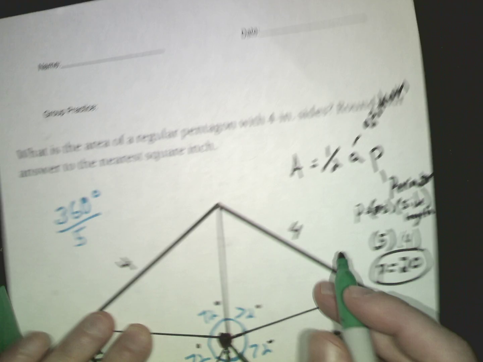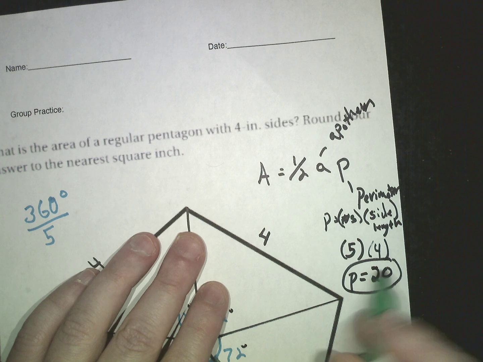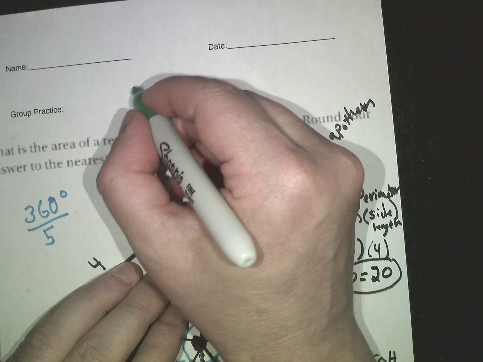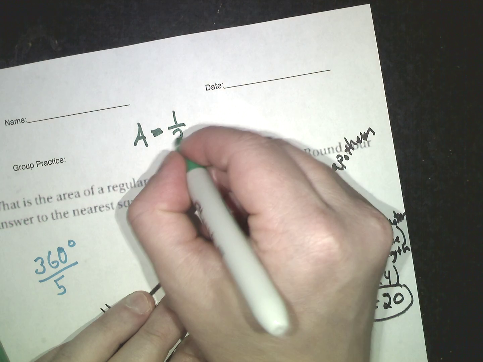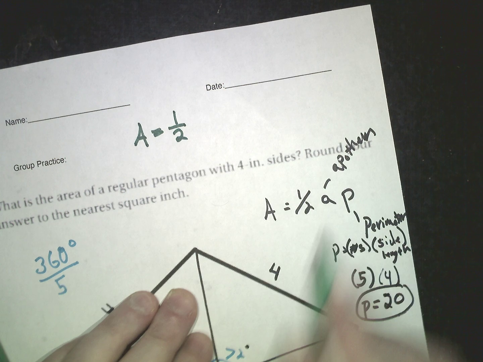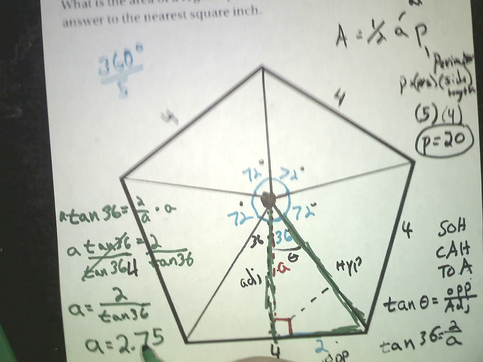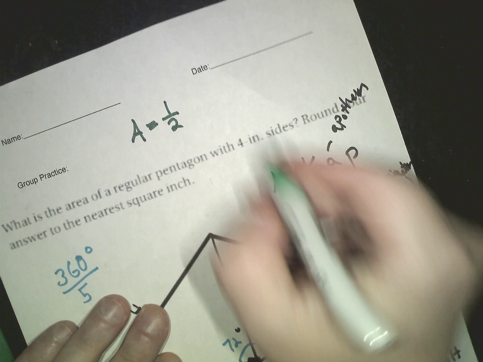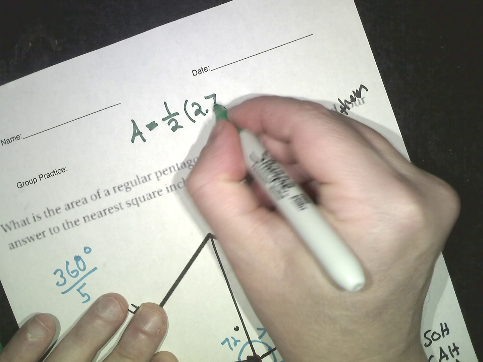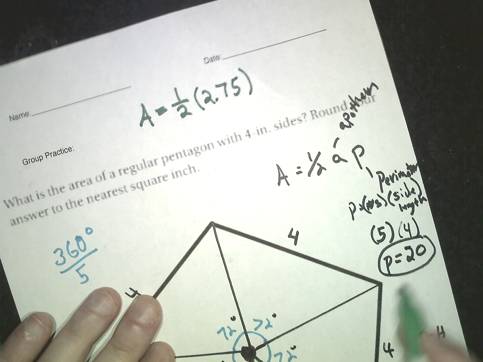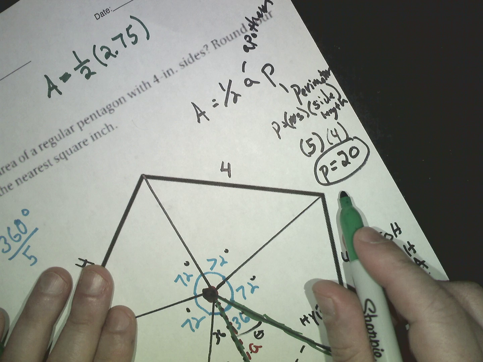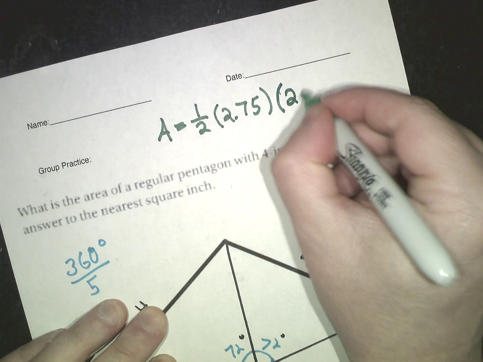We move up here. Okay, back to the original problem. Area equals 1/2 times A. Now we have our A, our apothem, from down here, 2.75, times the perimeter, which we figured out earlier, is over here, 20.